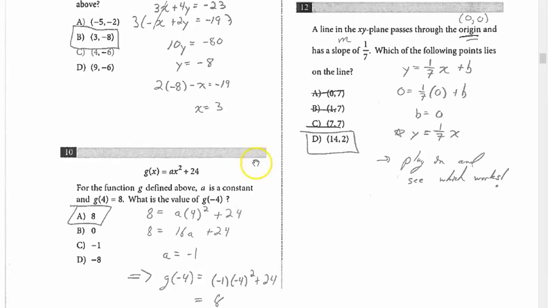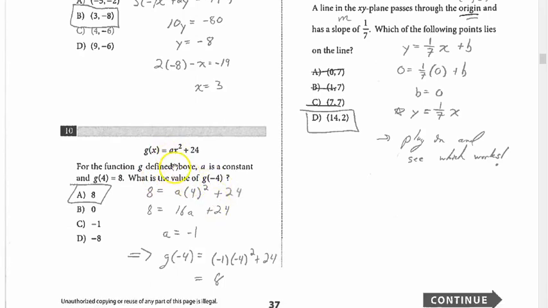we could still solve this algebraically. So here we're given that g of 4 is equal to 8, and we're trying to figure out g of negative 4. So I notice I got 2 variables. I don't know what a is, but they tell me it's a constant. That means it's just some kind of number, so I could probably figure out what it is.